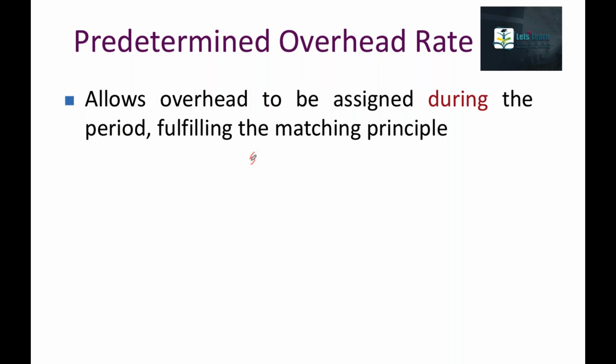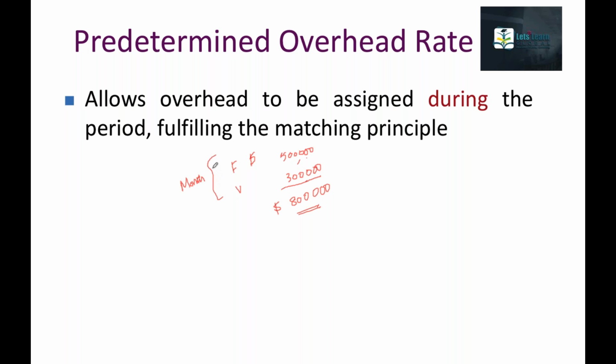We estimate all overheads, fixed and variable. Say, for example, fixed: rent, insurance, property taxes, depreciation, etc., is say $500,000 for one month. Variable: repairs, maintenance, consumables, etc., is $300,000. The total is $800,000. $800,000 is the estimated overheads for one particular month.